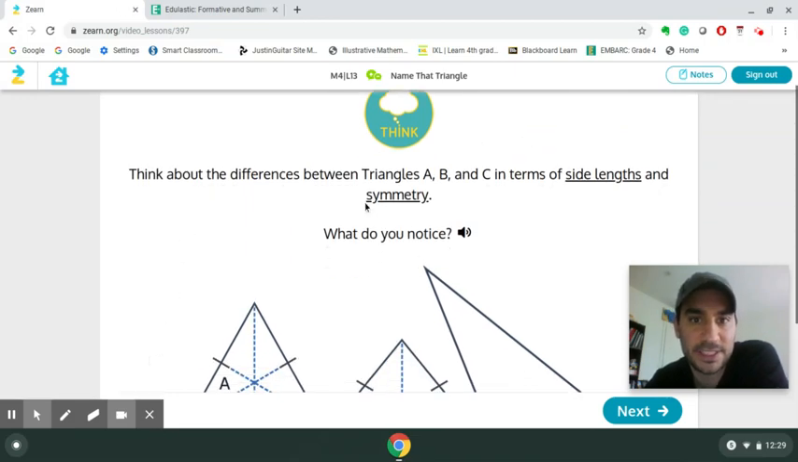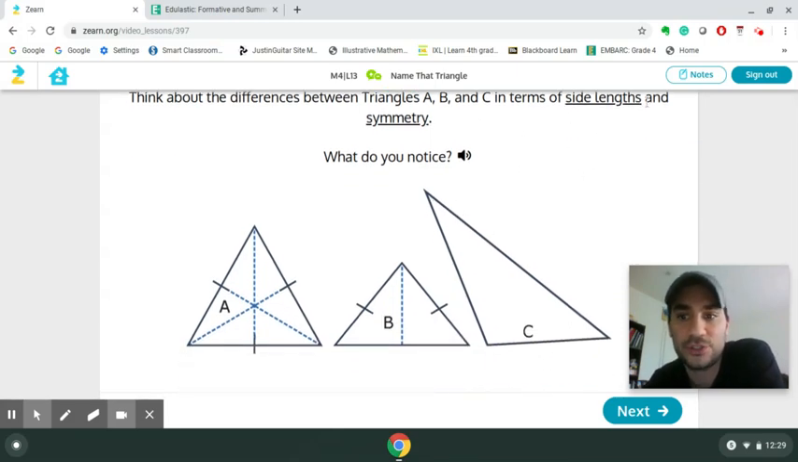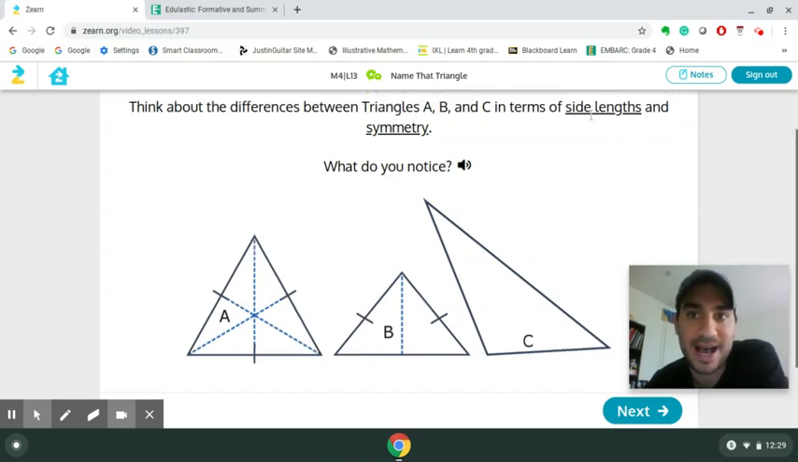Okay, think about the differences between triangle A, B, and C in terms of side lengths and symmetry. What do you notice? I want you to answer in at least one complete sentence. What do you notice about side lengths and lines of symmetry in these 3 triangles? Head over to Google Classroom and tell me your thoughts in at least one sentence. I'll see you in a second.